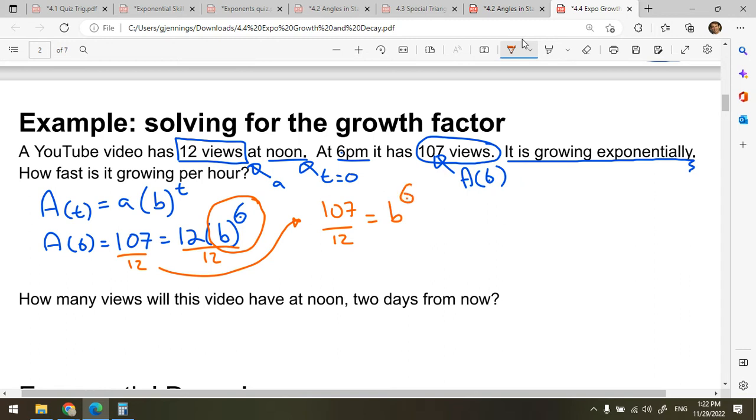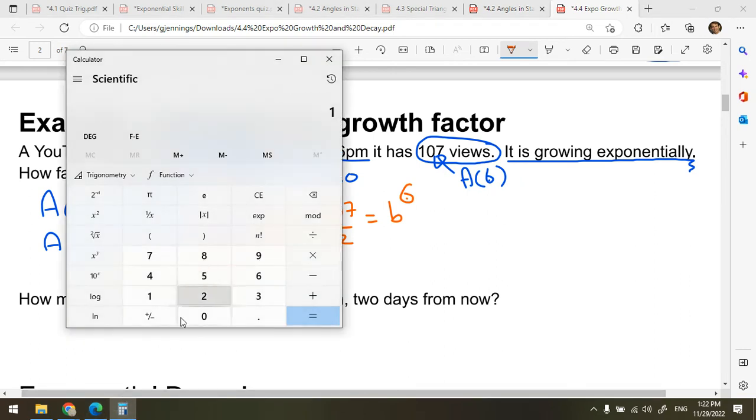Okay. Now, how do I solve this one? I want to know what b is, not how much b grows to over that amount of time. Well, let's see, 107 over 12. What is that number anyway? 107 divided by 12 equals. So it grew by almost 9 times, 8.9.